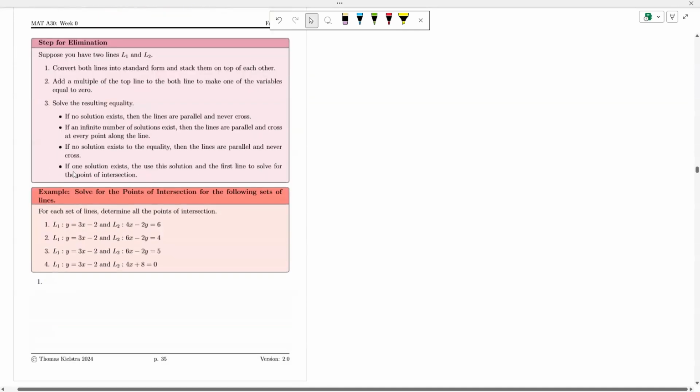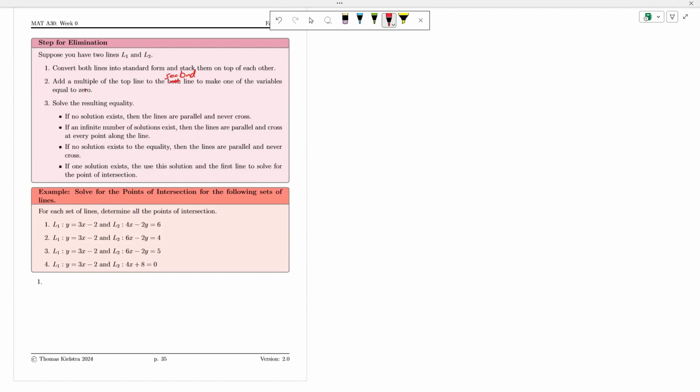We're now going to look at our steps for elimination. Now, with elimination, we start by converting both expressions into standard form. We add a multiple of the top line to the second line to make one of the variables equal to 0. We solve the resulting equation. If no solution exists, then they are parallel and never cross. If an infinite number of solutions exist, then the lines are parallel and cross at every point along the line.